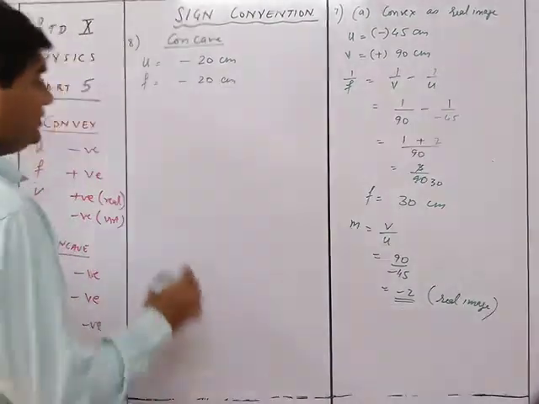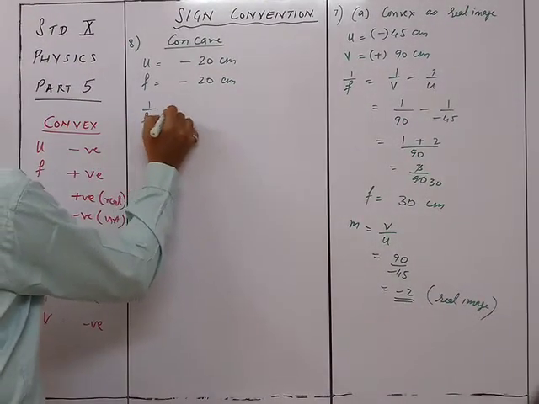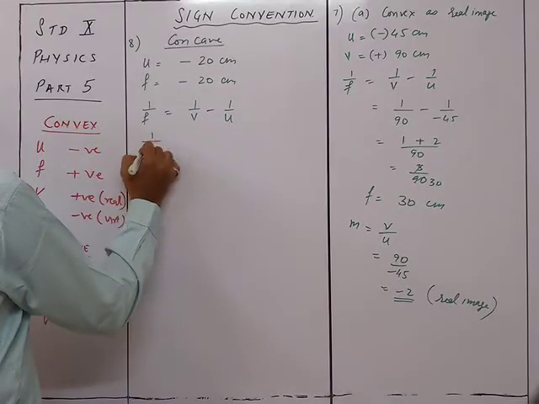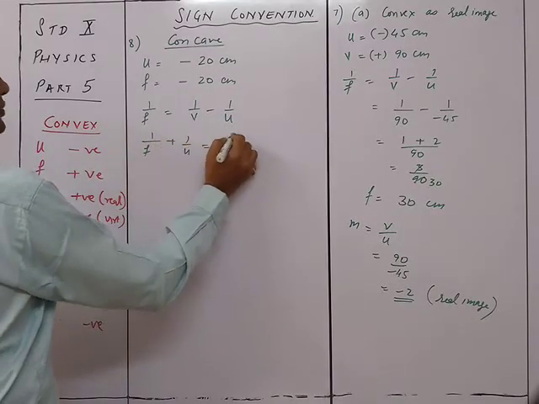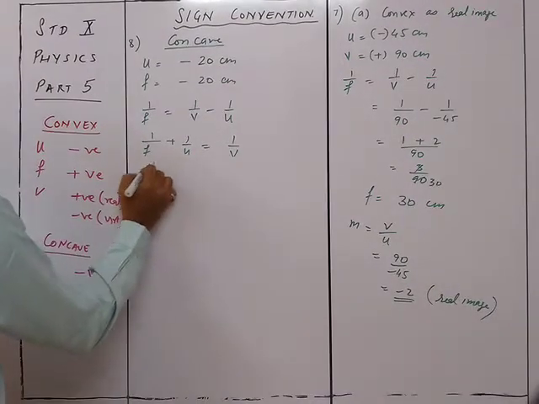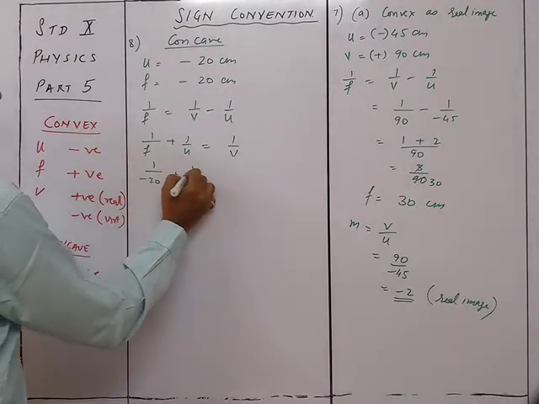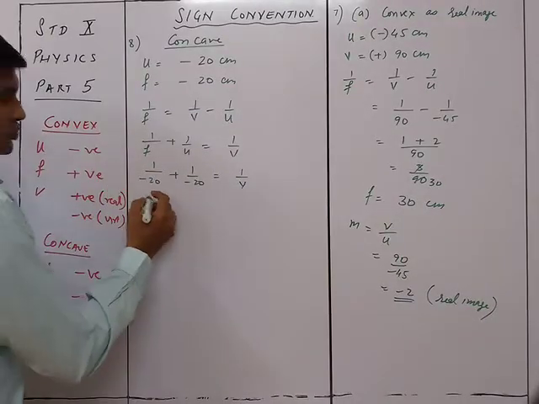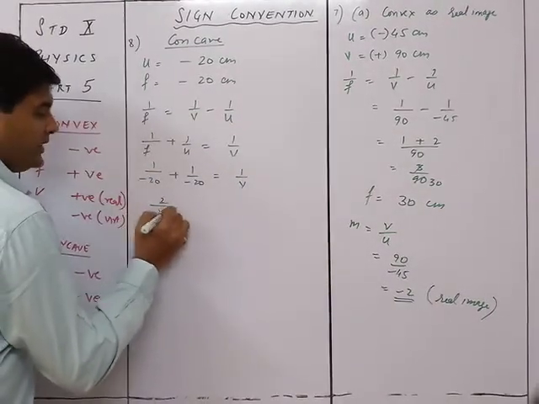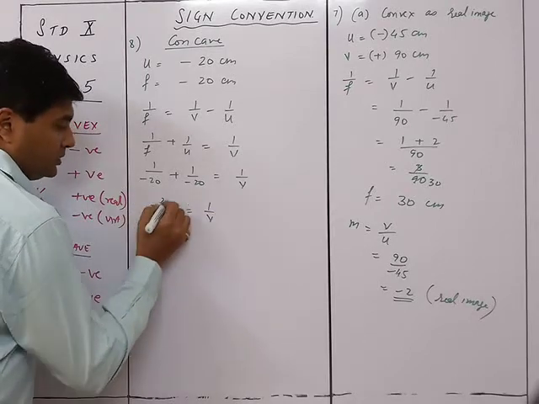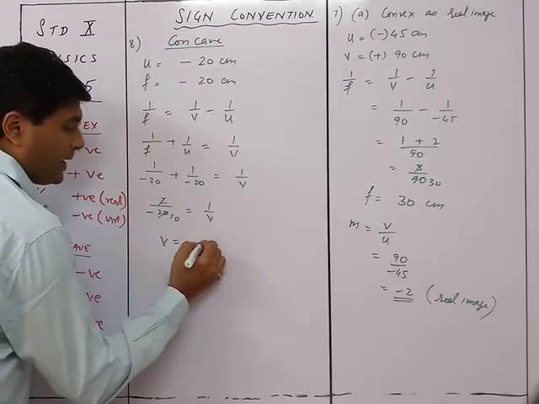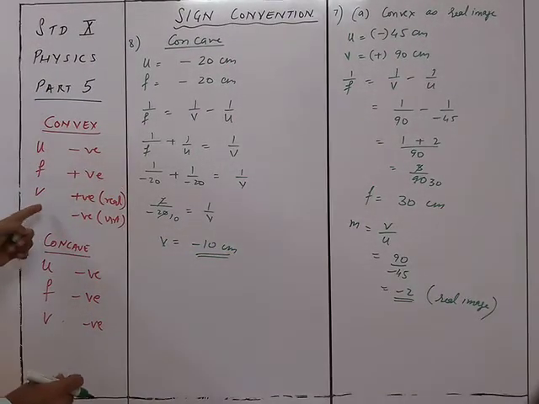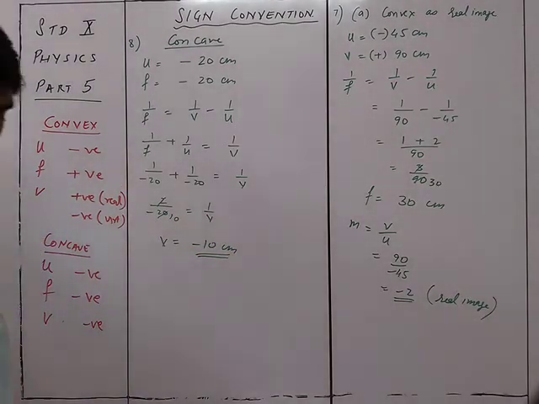Position and magnification. So 1 upon f is equal to 1 upon v minus 1 upon u. So 1 upon f plus 1 upon u is equal to 1 upon v. So 1 upon minus 20 plus 1 upon minus 20 is equal to 1 upon v. So this will be 2 upon minus 20 is equal to 1 upon v. That will be v is equal to minus 10 centimeters. Okay, v is minus 10. That means it's a virtual image.